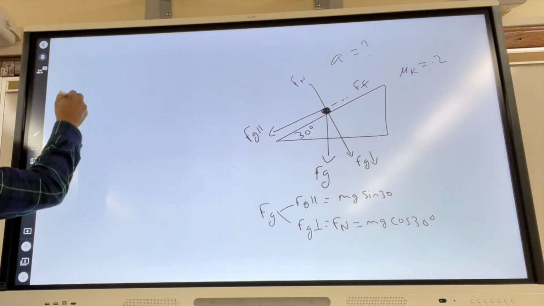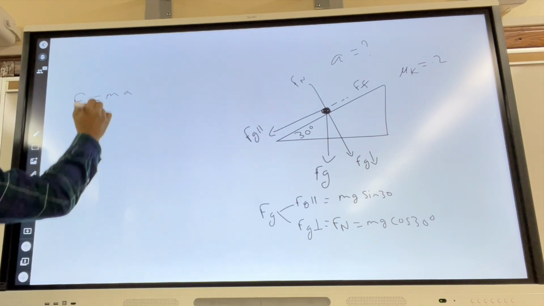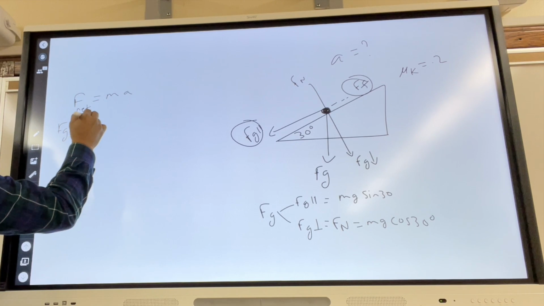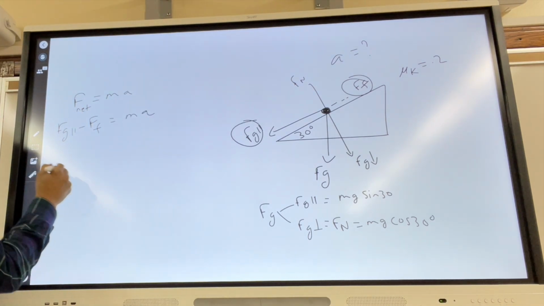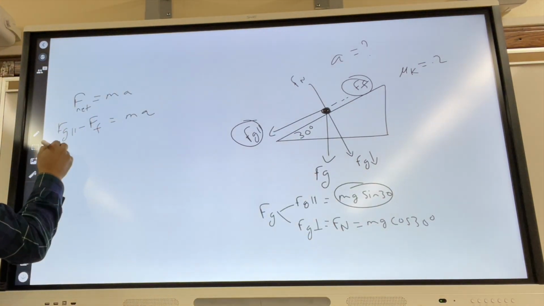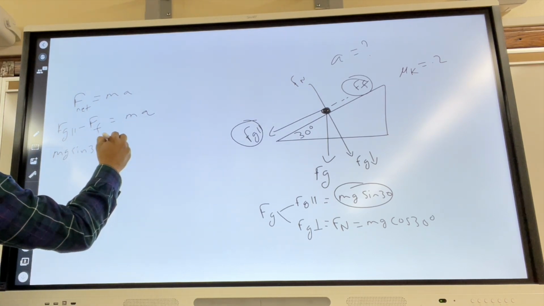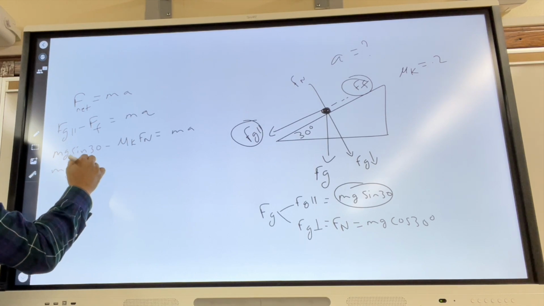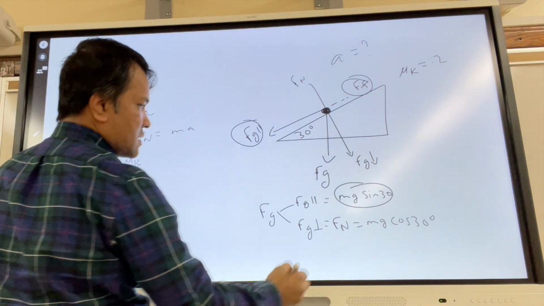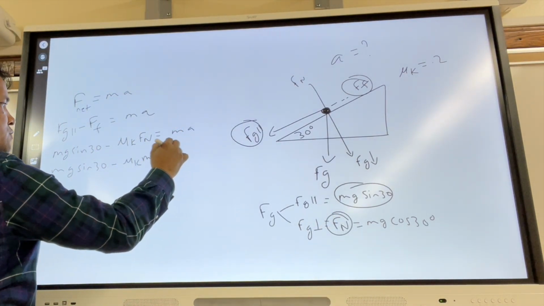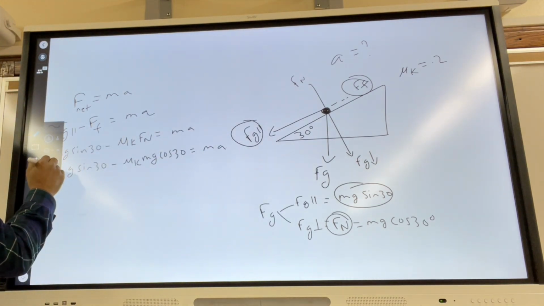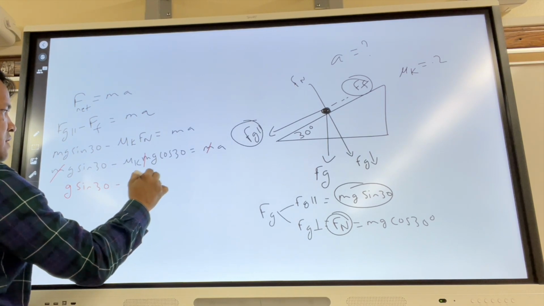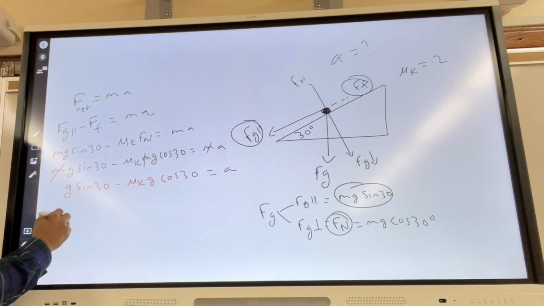So we're gonna do F equal ma. Alright, so F net, all the forces acting in the direction of the acceleration, would be Fg parallel minus Ff is equal to ma. So Fg parallel is mg sine 30 minus Ff, which is mu k Fn, equals ma. So mg sine 30 minus mu k mg cosine 30 is equal to ma. So you see that m cancels, so g sine 30 minus mu k g cosine 30 is equal to a. So a is 9.3.